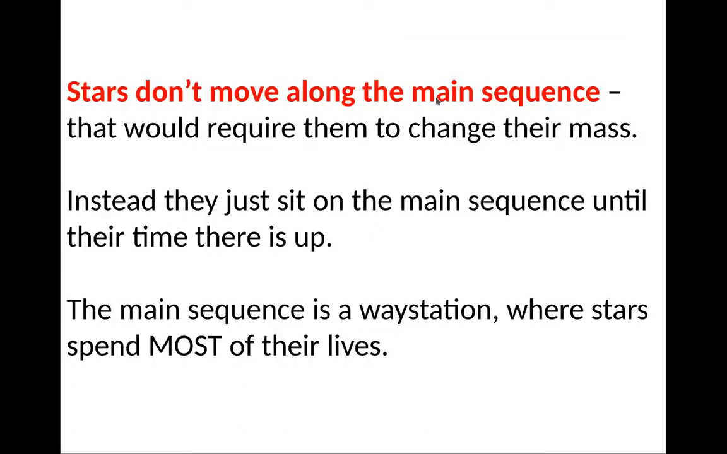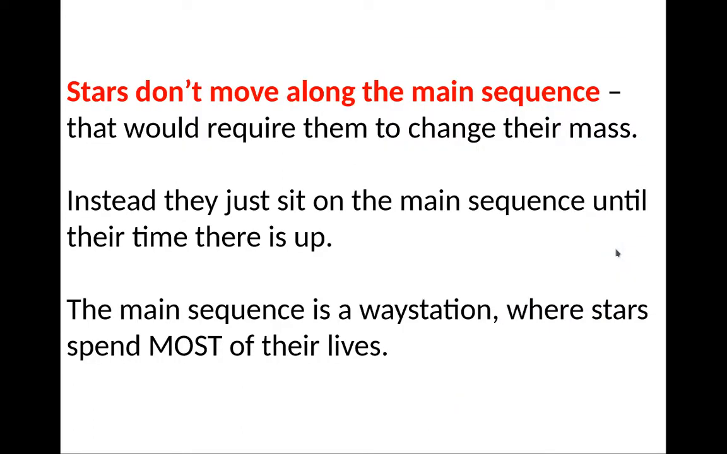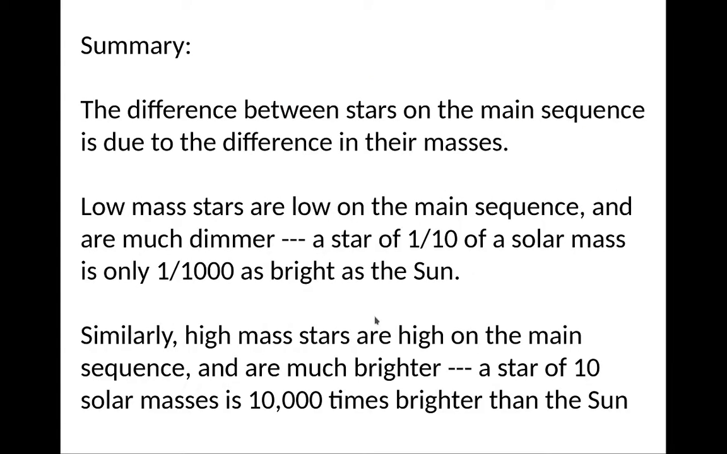So stars don't move along the main sequence. The star does not move along here, right? They are born there and they stay there until they start dying. Then they move off the main sequence, right? So they sit on the main sequence until their time there is up. The main sequence is a way station where stars spend most of their lives.